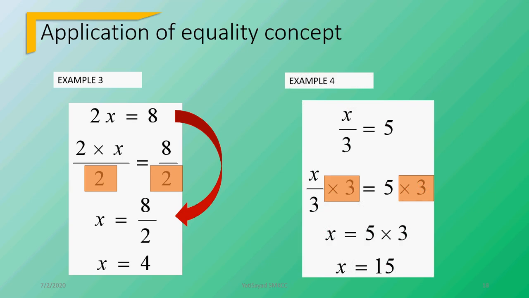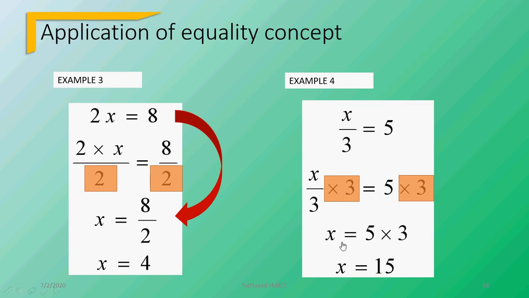Okay, so next, example 4. If you have x divided by 3 equals 5, this is a division. To get rid of this division, you have to multiply. Whatever happens at the left hand side will happen at the right hand side. Since the number at the bottom here is 3, you have to multiply by 3. If the number were 5, you would multiply by 5. If the number were negative 4, you would multiply by negative 4.